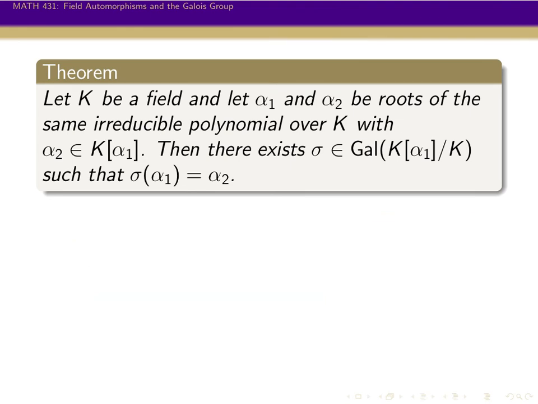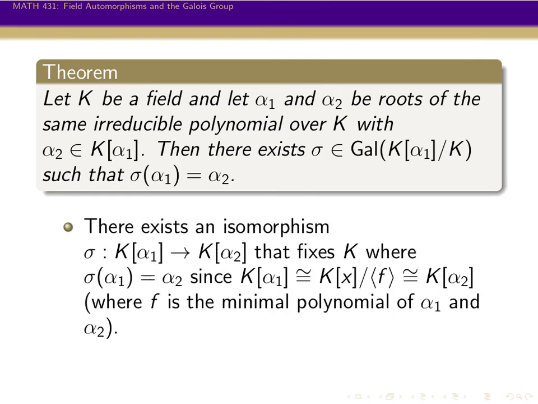So let's prove this, and really the proof here is just tying together a couple of ideas that we've seen over the last couple of videos. The first one is to note that there is an isomorphism between K adjoin alpha 1 and K adjoin alpha 2 that fixes K. And this isomorphism is going to send alpha 1 to alpha 2. And this all boils down to how we thought about these rings to begin with.